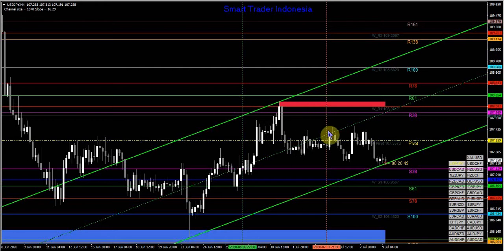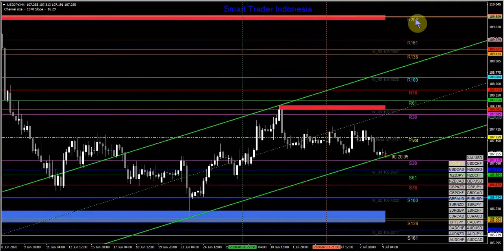And how do I go about this? I look for confluence. Confluence is what we should actually look for, because if you can see, we didn't have this resistance here, or maybe yes, on weekly we did have this resistance. But which levels do I like? I like this R61, 78, and 100, 138, 161, and I think the last one, guys, is 200. So these are the places that I like.